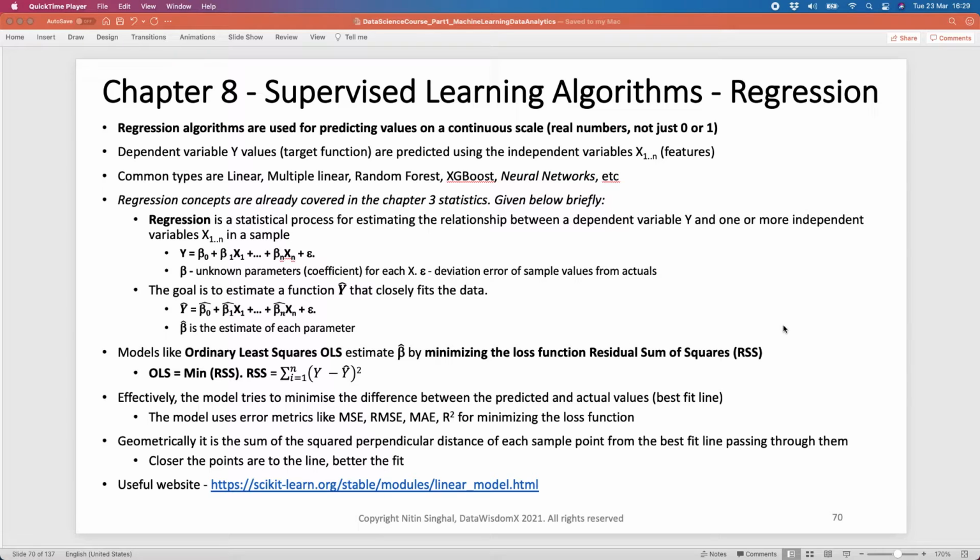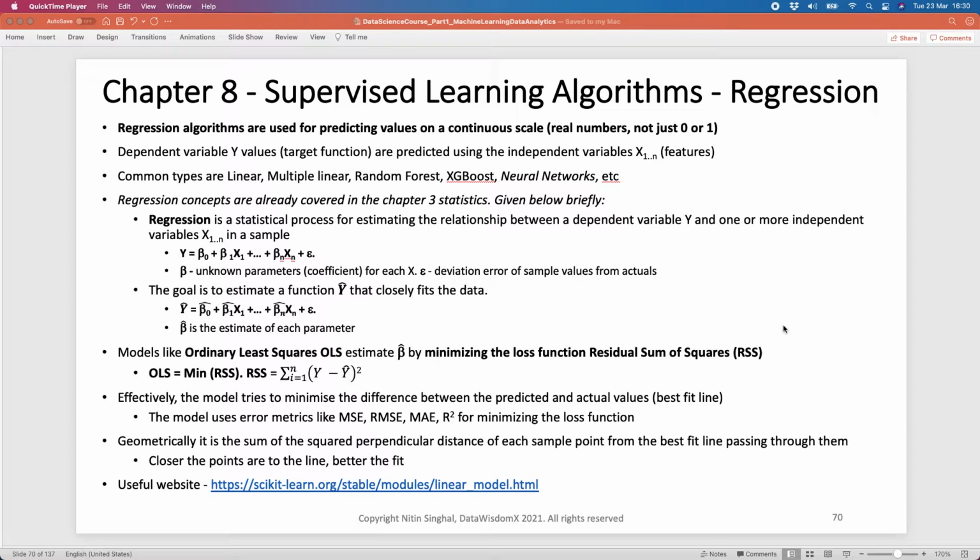So if you wanted to predict the stock price, you would take all the different inputs in your sample, like the company information, the market information, the macroeconomic information, and all those variables would then be used to predict the stock price. Some of the most common types of regression algorithms are linear, multiple linear, there's also polynomial.